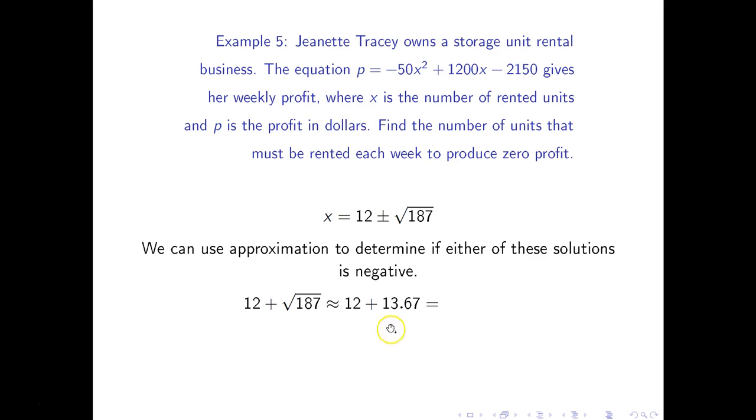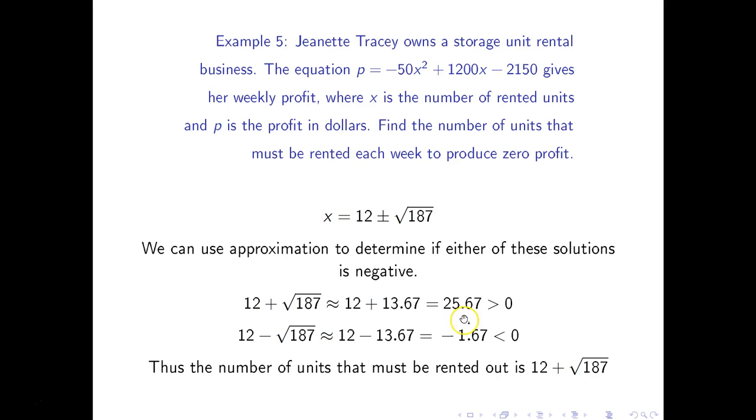Now, if I add these two approximations together, I am going to get 25.67, which is bigger than 0. That's okay. So that one's a viable option because remember, you can't really rent out negative units. That'd be kind of odd. But if I do this minus 13.67, again, I'm just using that approximation, that ends up as a negative number. Uh-oh. Because it's a negative number, that means that that is not a solution.